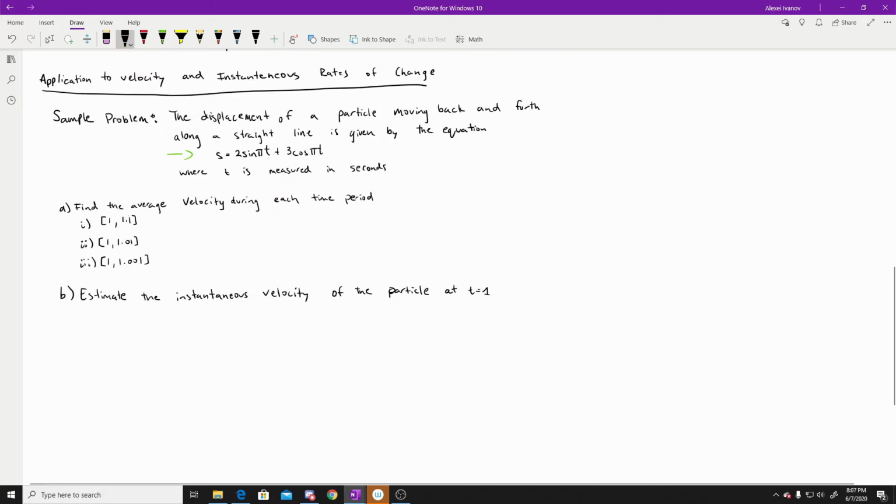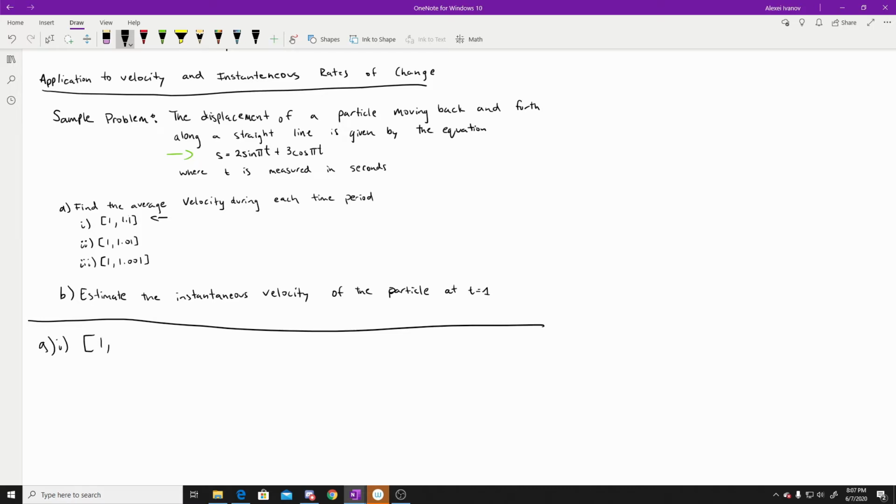So I've zoomed out a little bit, but I will be continuing solving the problem down here, and we will go on with solving part A, and we'll solve part I of it. So the question asks us to find the average velocity during the time period 1, 1.1. One thing to note about this time period of 1, 1.1 is that this is not a coordinate pair. This is actually an interval. So this is an interval when the question stated that it was each time period. So this is when t equals 1, and this is when t equals 1.1.